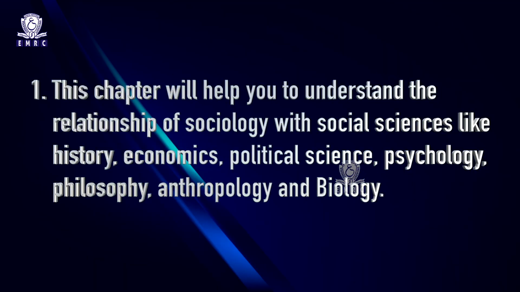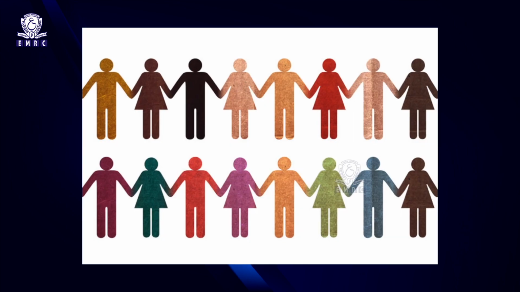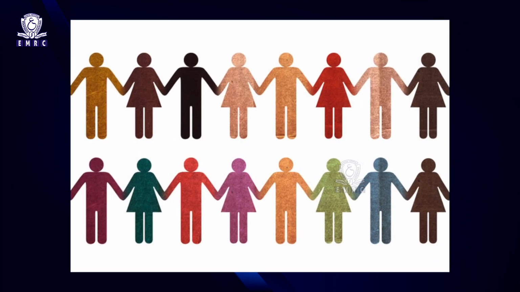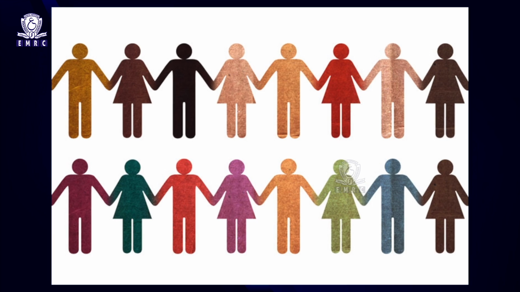Now, we'll discuss the objectives. This chapter will help you to understand the relationship of sociology with social sciences like history, economics, political science, psychology, philosophy, anthropology and biology. It also helps to examine the difference between sociology and other social sciences. For a specific understanding of the relationship between sociology and other social sciences, we have to discuss them individually, which are discussed here.